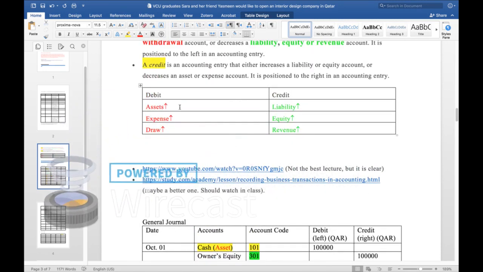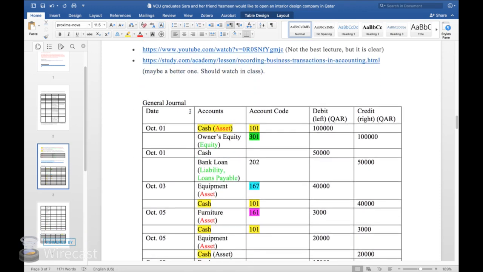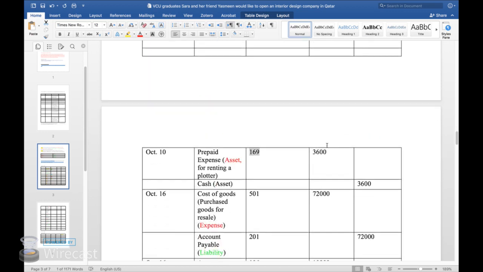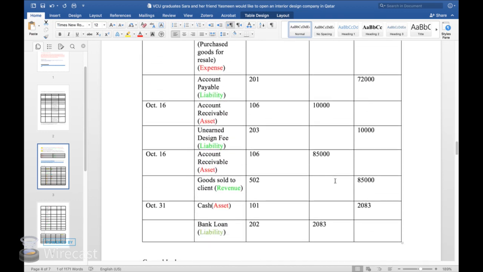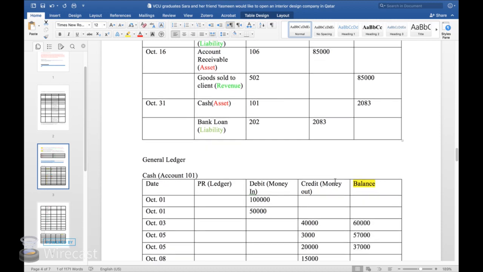So what type of account is it? Asset, expense, owner's withdrawal, liability, equity, or revenue? We figure out what type of account, and then we can record them accordingly to the debit or the credit. So all of this, I believe, is finished. The journal at the moment is finished.